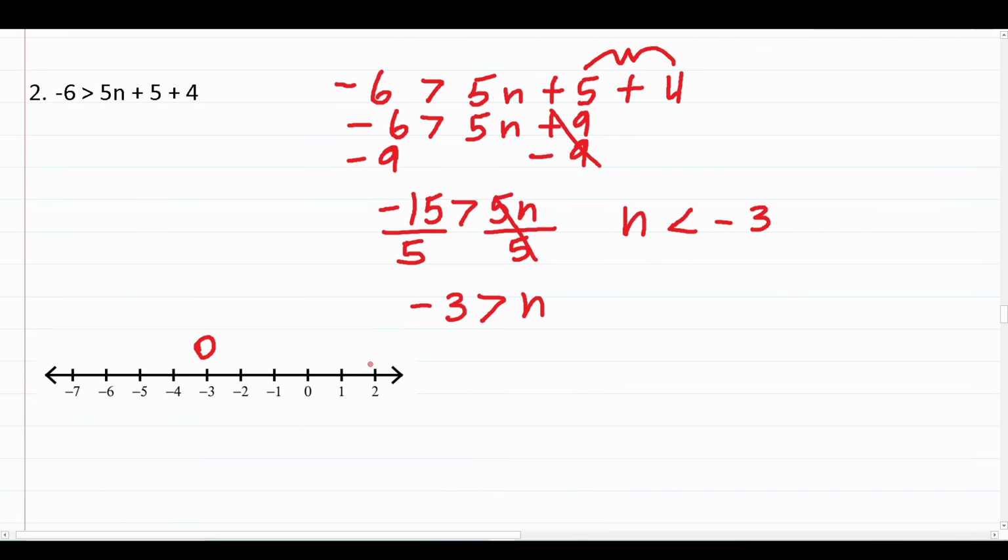Well, is 2 less than negative 3? It's not. So we know our arrow, our line, is not going to go to the right. What about negative 7? Is negative 7, when we plug it in for n, less than negative 3? It is. So we know our arrow is going to go to the left. All right, so that's that one.